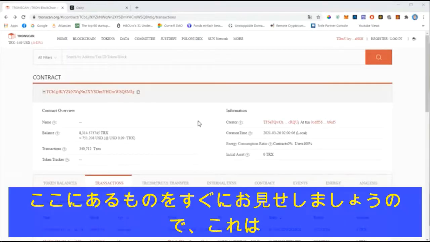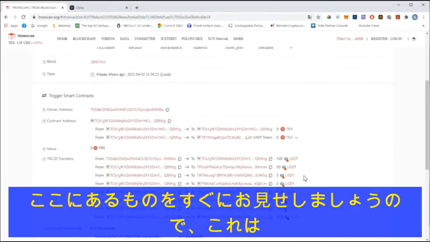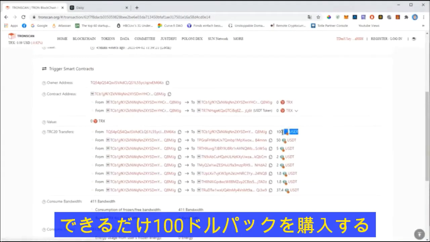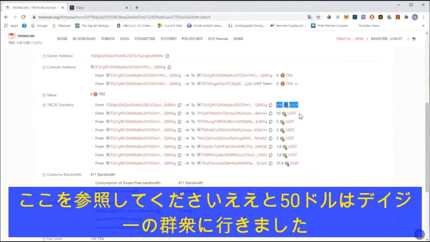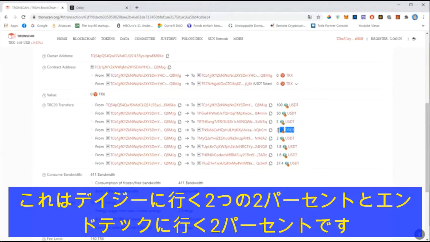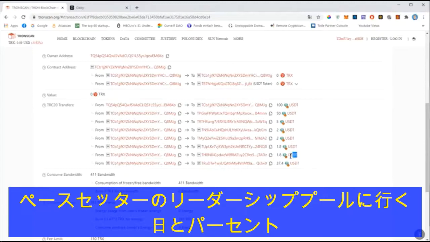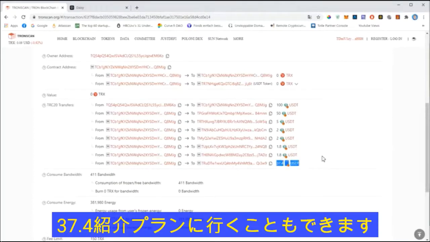Maybe we just find a transaction which is showing a $100 pack purchase. I have one here. Let me quickly show you guys. So this was a purchase of a $100 pack, as you can see here. $50 went to DAISY crowd, right, for trading. This is the 5% direct bonus. This is the 2% going to DAISY and 2% going to Endotech, 1.8 going to the Paysetter Gold pool, and 1.8% going to the Paysetter Leadership pool, and 37.4% going to the referral plan, right?